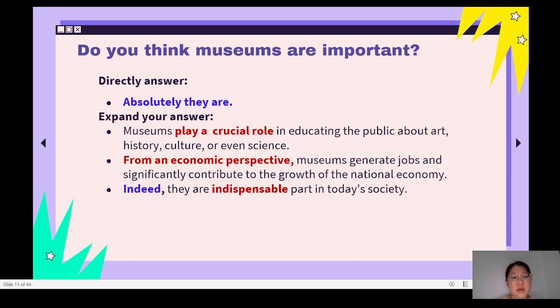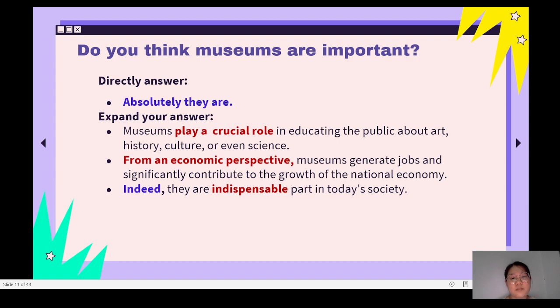And you can expand your answer by this: museums play a crucial role in educating the public about art, history, culture, and even science. You can see here, plays a crucial, an essential, an important, and significant role, instead of just saying it's important or it's crucial.